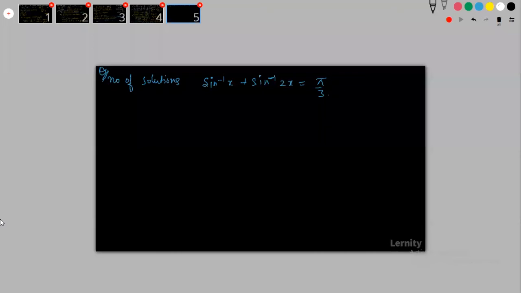Find the number of solutions, bacha. Solve this question very carefully. It is a JEE Advanced question. The options are 1, 2, 3, and 4. No, bacha, not 3.